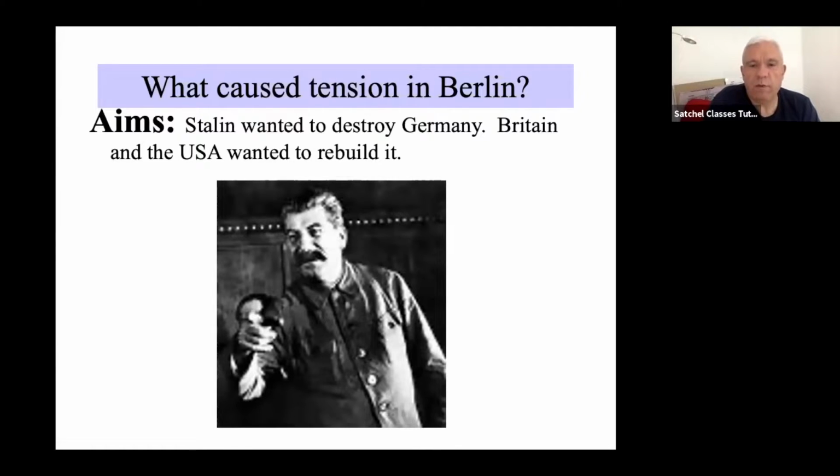Now, one thing that you want to be mindful of, Stalin wanted to destroy Germany. He wanted Germany to be completely weak so that they could not attack and invade the Soviet Union again. Britain and America wanted to rebuild Germany. They thought that if it was weak, it wouldn't be able to develop, and it was a breeding ground for communism. So they wanted to build it up, and they realised that the mistakes they made in the First World War was to punish Germany too much.